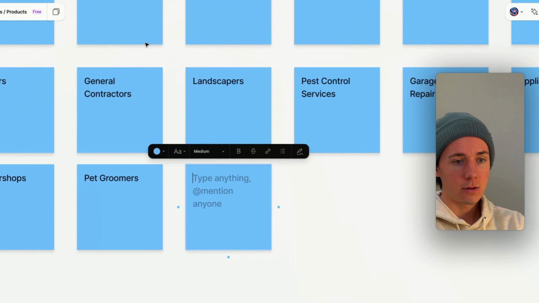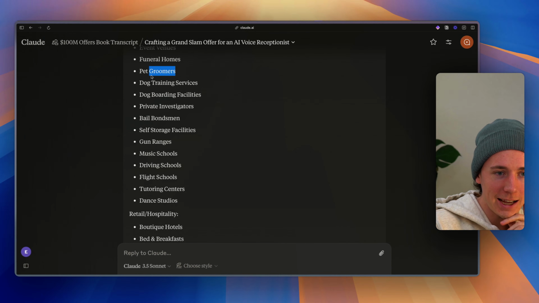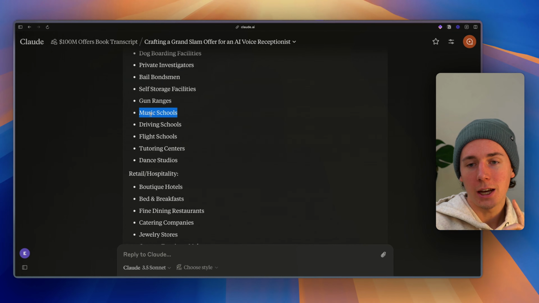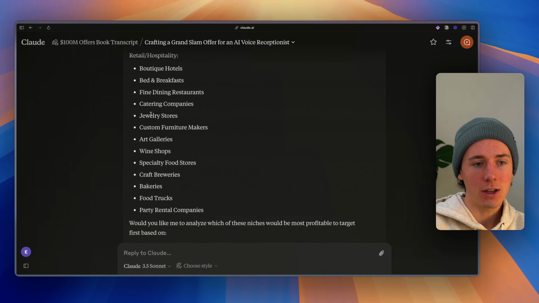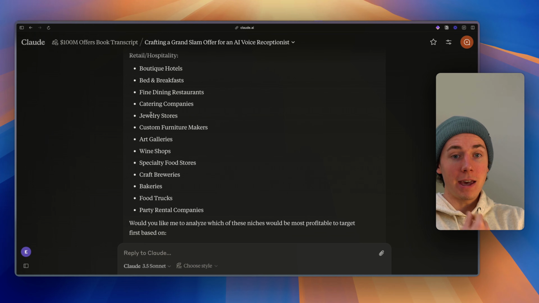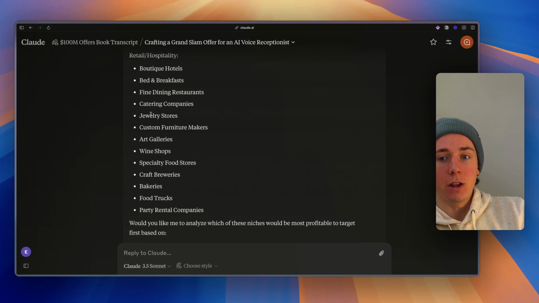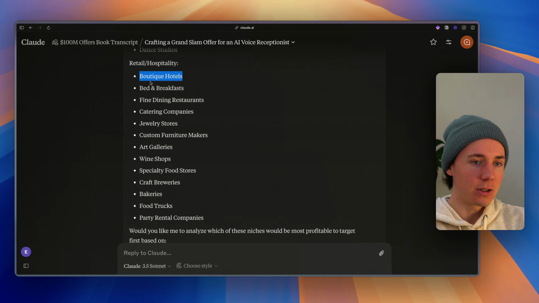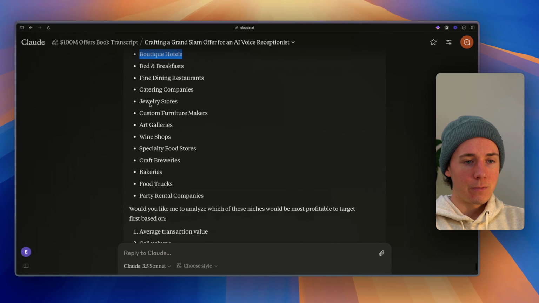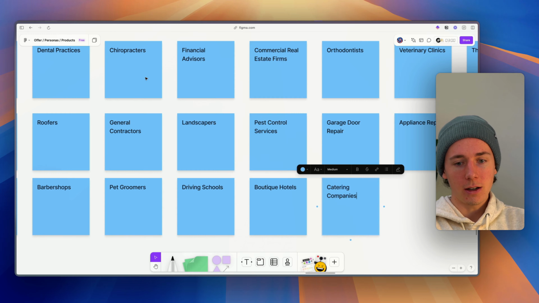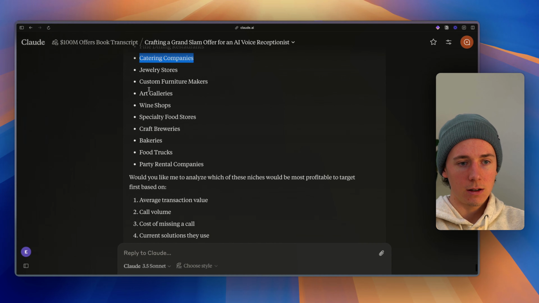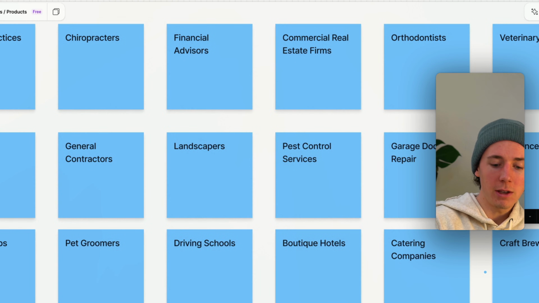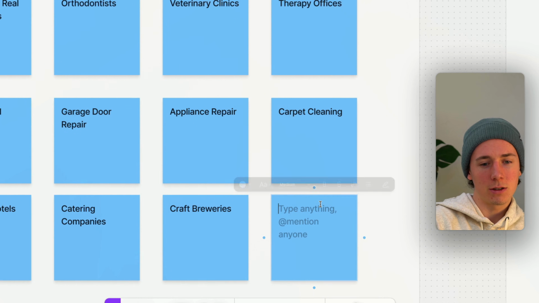Driving schools. Some of these I'm like, I can't imagine a wedding planner or a music school getting so many calls that they can't actually answer. But I guess one of the main points is that we answer calls when they're not working, like at evenings and early mornings. So I guess it could be any of these really. So let's say hotels. I guess, yeah, catering companies. And another one to think about is, probably not breweries, I don't know.